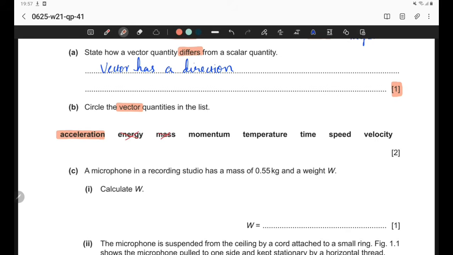Again, momentum is a vector quantity. Temperature is a scalar quantity. Time is also a scalar quantity. Speed is also a scalar quantity. Then finally, velocity, again a vector quantity. So we can circle acceleration, momentum and velocity.